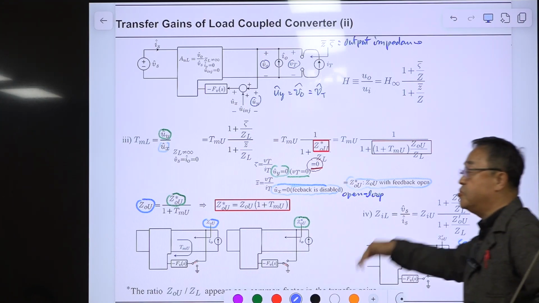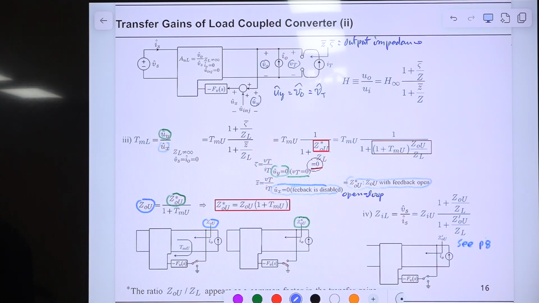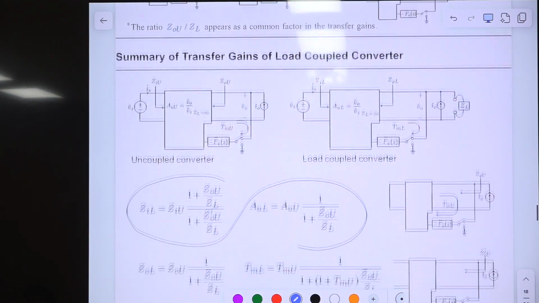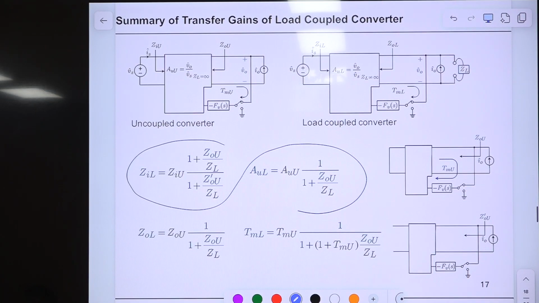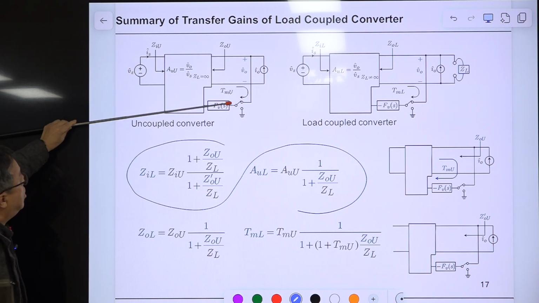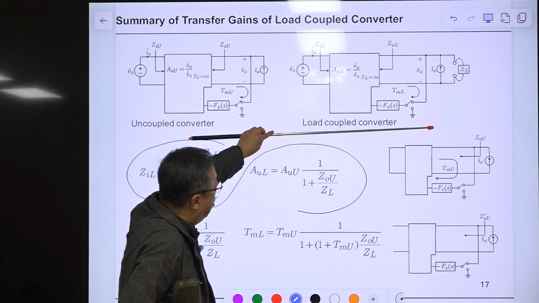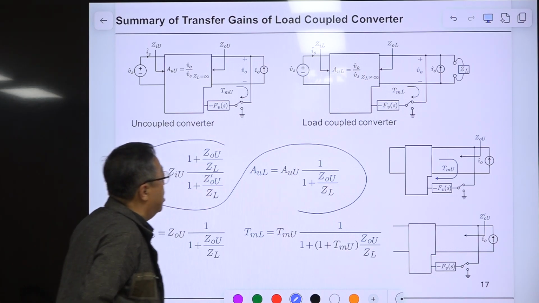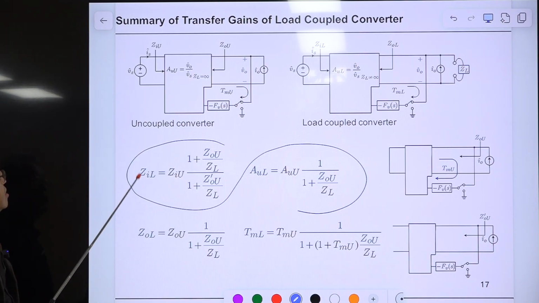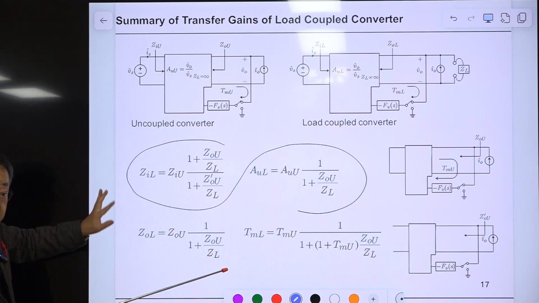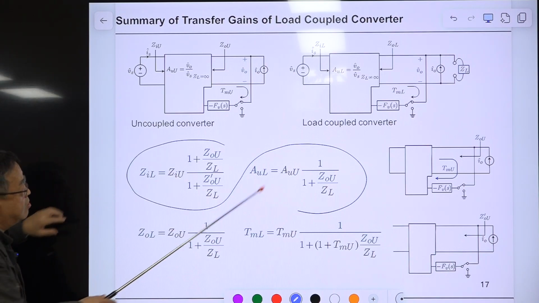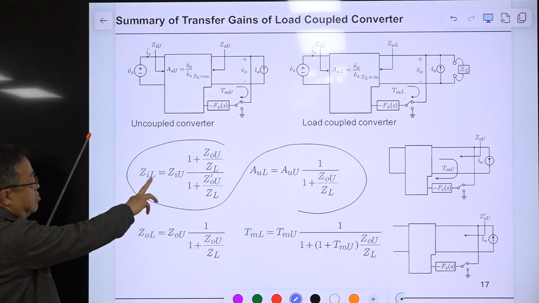So the 4 transfer functions are all identified, and they are summarized here. This is the summary of transfer gains of the load coupled converter. So this is the closed loop uncoupled converter, and this is the closed loop load coupled converter, and the relationship between this and this is shown here. It's better to swap the position of this.